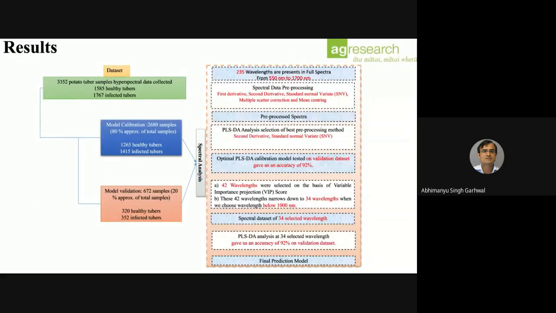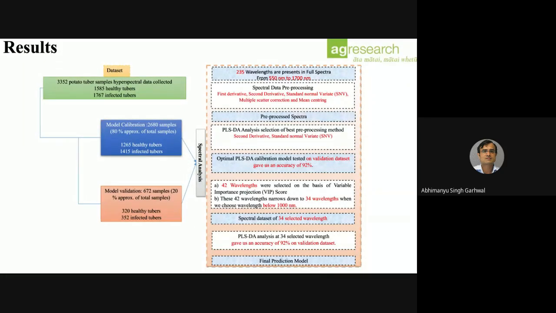After that, we tried to identify optimal wavelengths. Initially we selected 235 important wavelengths, and from those 235 we wanted to identify which wavelengths are relevant for zebra chip disease detection. So we found 42 wavelengths are important for zebra chip disease detection. And the spectral range that we use is from 550 nanometers to 1700 nanometers.